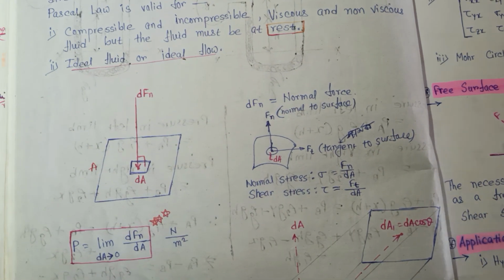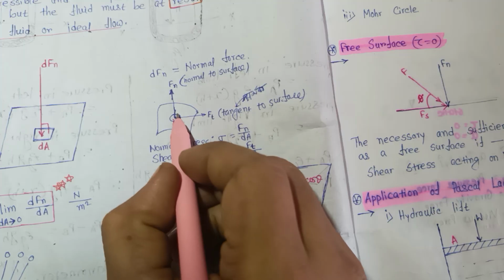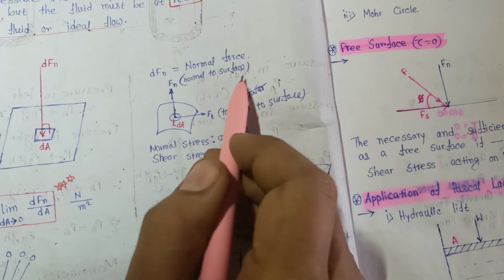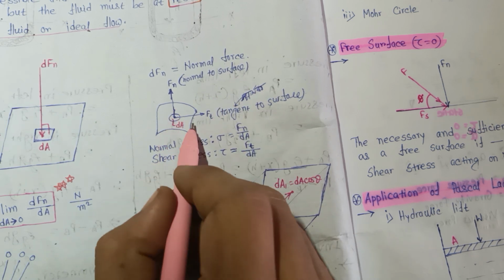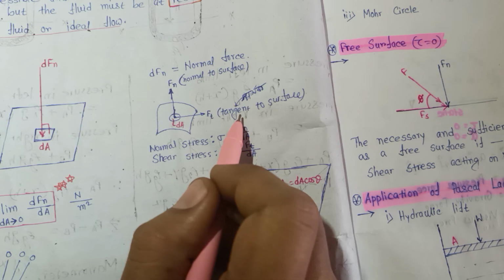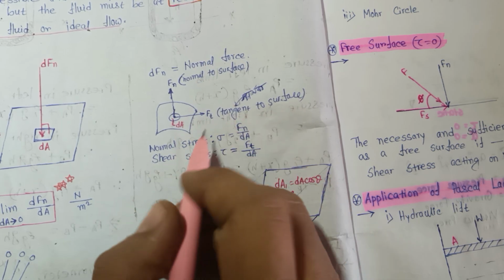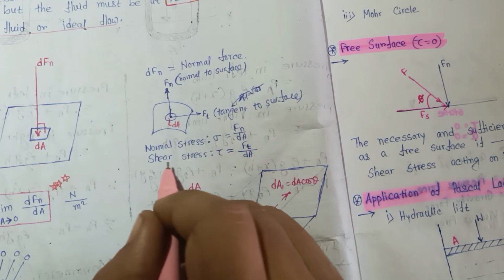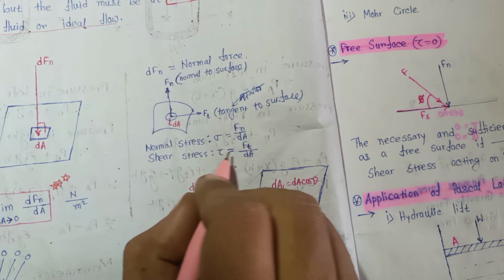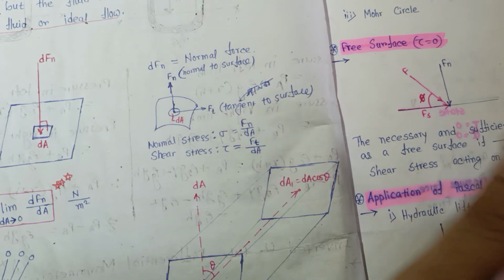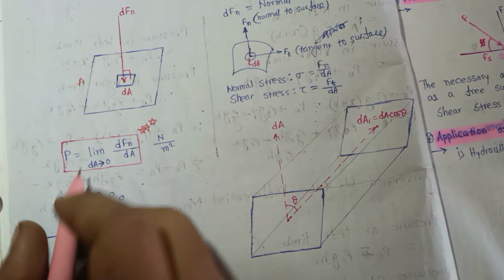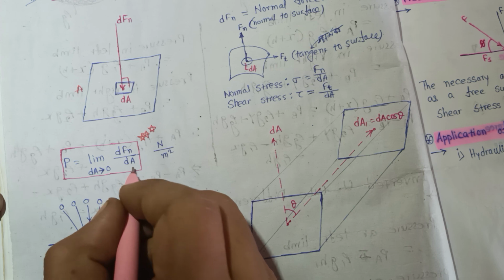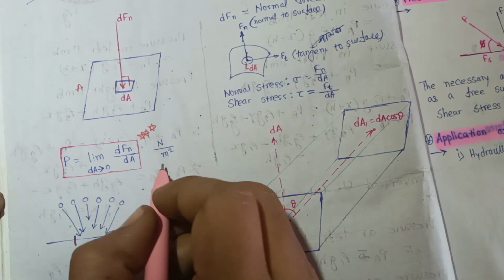Now, this is the normal force Fn, normal to the surface, and there is dA, the small area, and Ft, that is tangential to the surface, the tangential force. If you want to calculate the normal stress, sigma equals Fn by dA, and the shear stress, tau, equals Ft by dA. And pressure is the limit as dA tends to 0 of dFn by dA. And what is the unit of this pressure? That is Newton per meter square.